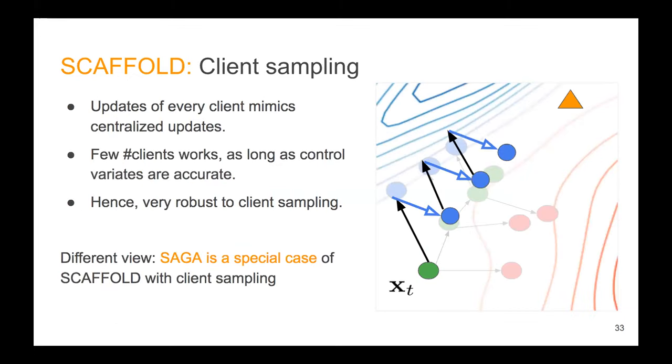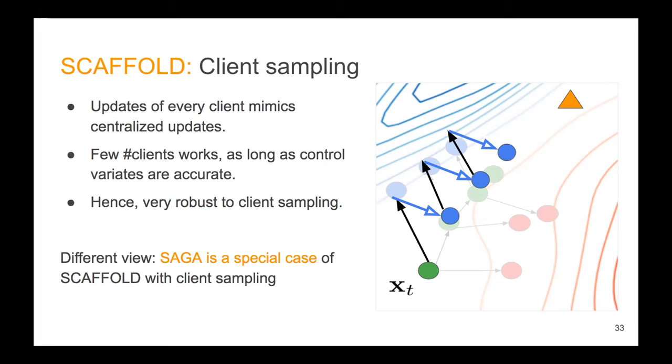It is also easily possible to extend the algorithm to the case when you sample all the clients. All you need is that you sample them often enough so that the control variates are not stale. In fact, you can view the SAGA algorithm as, yeah.